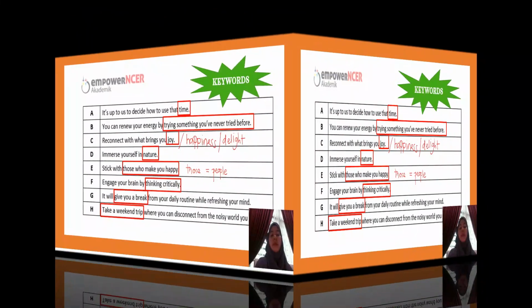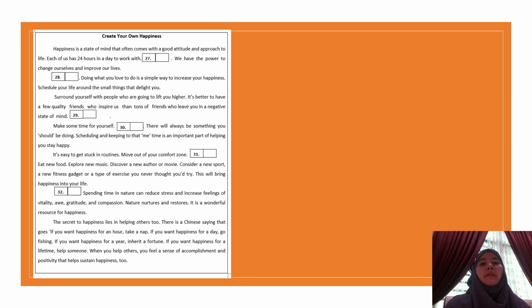I'm going to read the text paragraph by paragraph, and we are going to identify the keywords based on the sentences before and after. Okay? Now, happiness is a state of mind that often comes with a good attitude and approach to life. Each of us has 24 hours a day to work with. Here, the sentence is about 24 hours a day. So definitely it's about time.